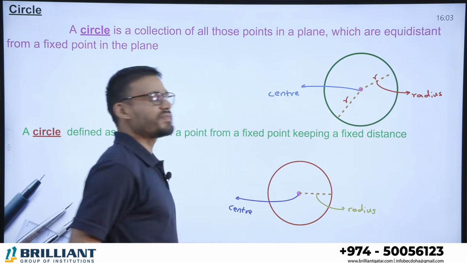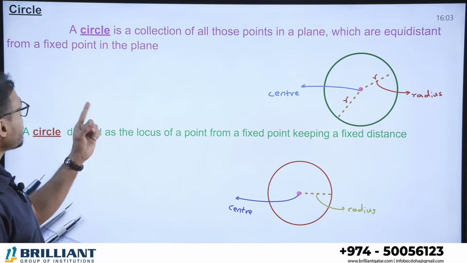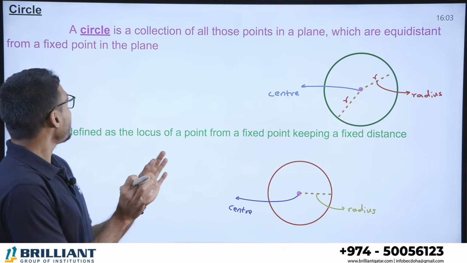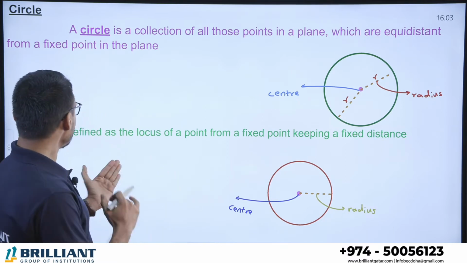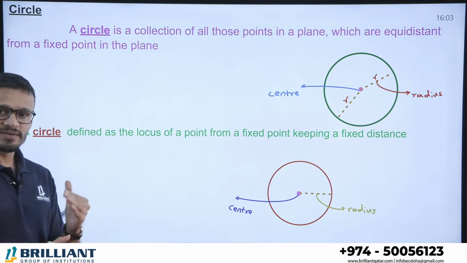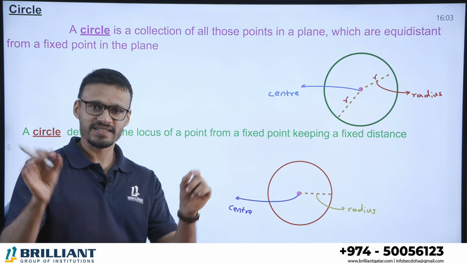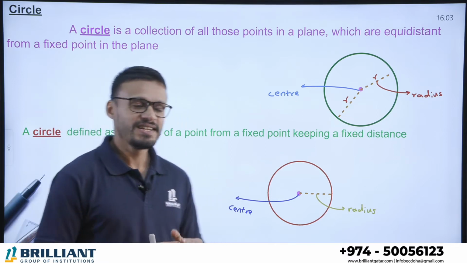So in two ways we defined a circle. What is the first way? A circle is a collection of all those points in a plane which are equidistant from a fixed point. Second one, a circle is defined as the locus of a point from a fixed point keeping a fixed distance. I hope all of you understand the definitions of the circle.